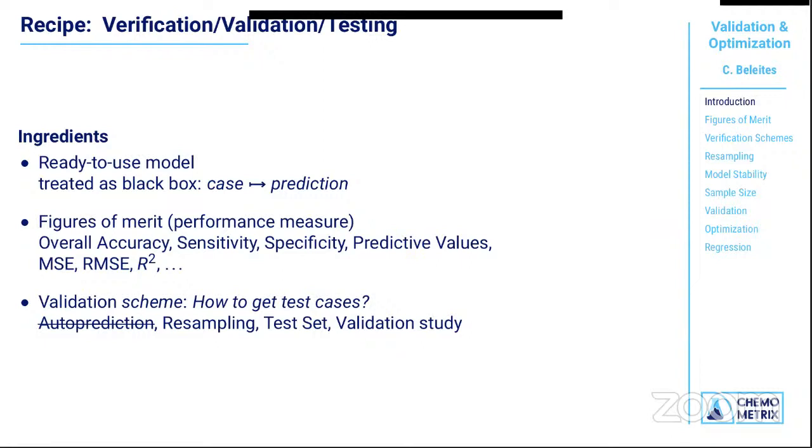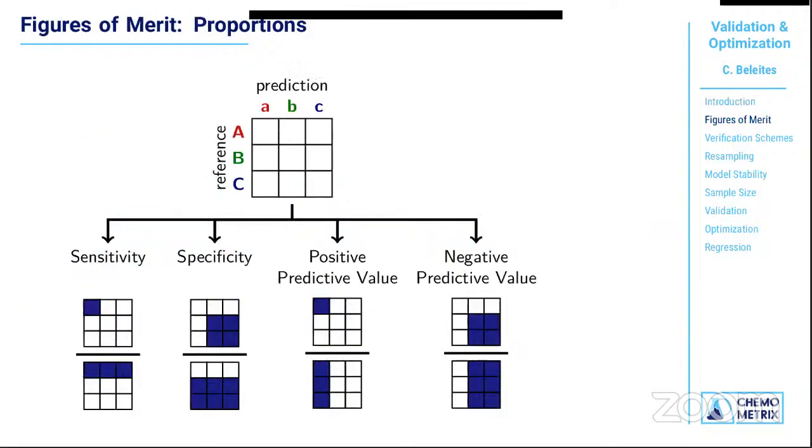And so the third part will be looking into how do we get basically the cases we need in order to test, what can we do in this respect, and what are the particularities of these different plans that are around. Let's start with the figures of merit.